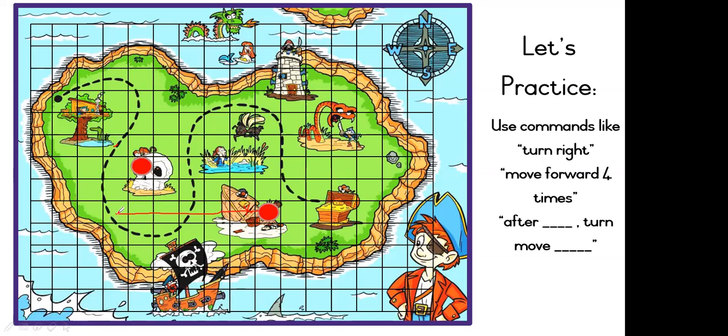3 times. No, 2 times. Very good. 1, 2. Now you are almost there. Which way do you need to turn now? Right. Very good, Abungiwe. And then when you've turned right, you are now going to look at the skull. So how many blocks do you need to move?